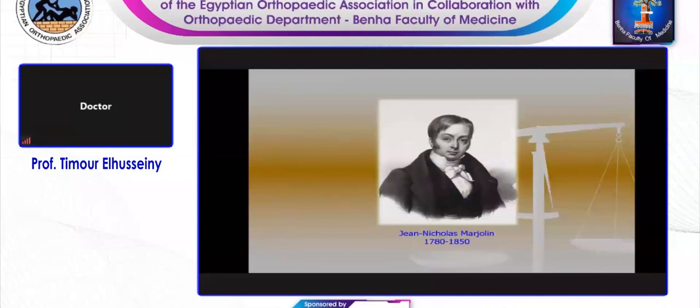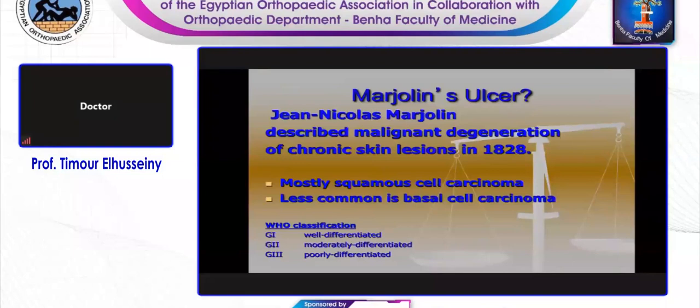This is Jean-Nicolas Marjolin, the French surgeon, who described malignant degeneration of chronic skin lesions in 1828, nearly 200 years ago. Most of them were squamous cell carcinoma. A small percentage, about 5%, were basal cell carcinoma.